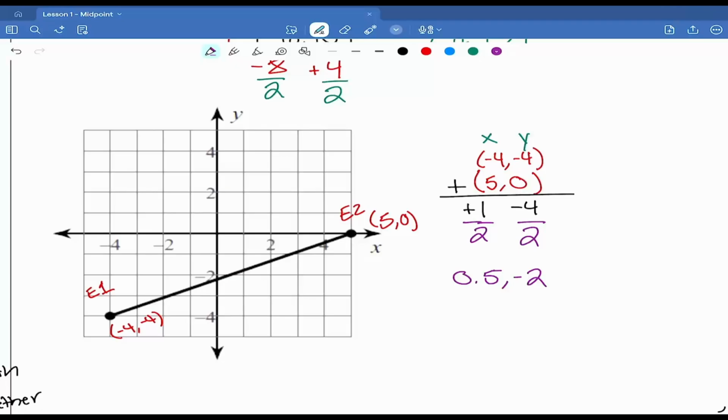So in order to test my ordered pair, you can graph it, but what we need is a +0.5 or a +1/2 and -2 as the midpoint for example 2.